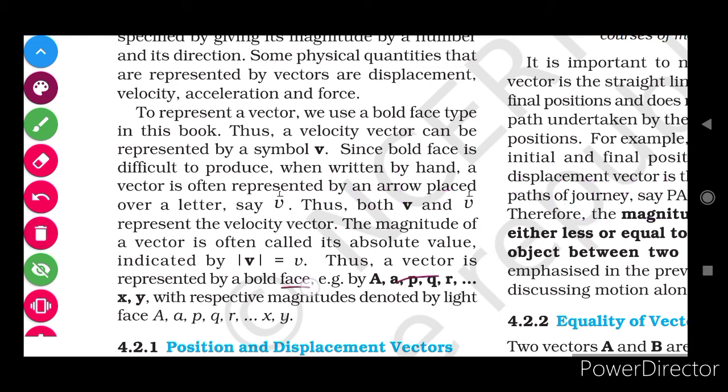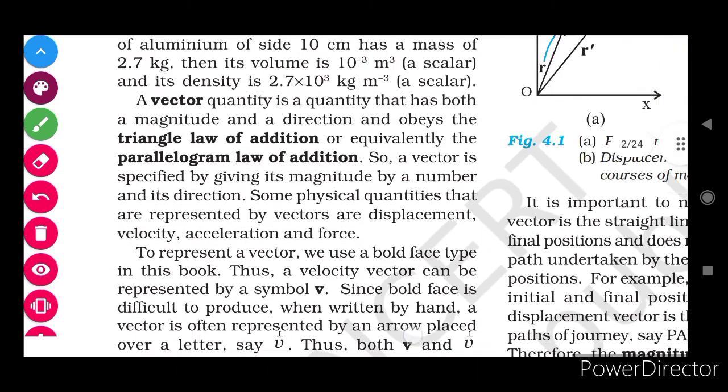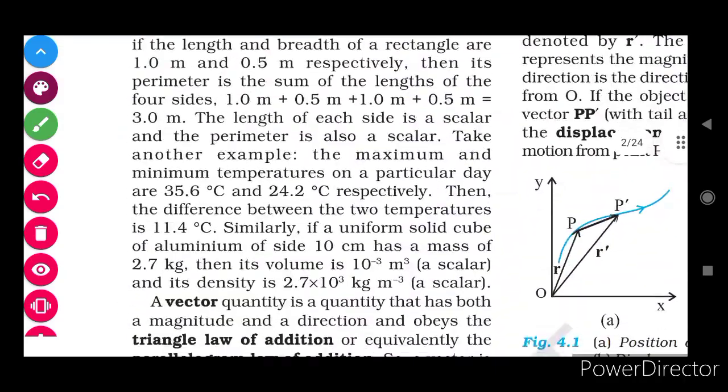Thus a vector is represented by bold face, for example capital A, small a, P, Q, R, while the representative magnitude does not require bold face, only light face. So when you see a light face symbol in this book, you will say that it is only magnitude. And if a bold letter comes, then understand it has a direction also. So I hope this paragraph was clear to you.